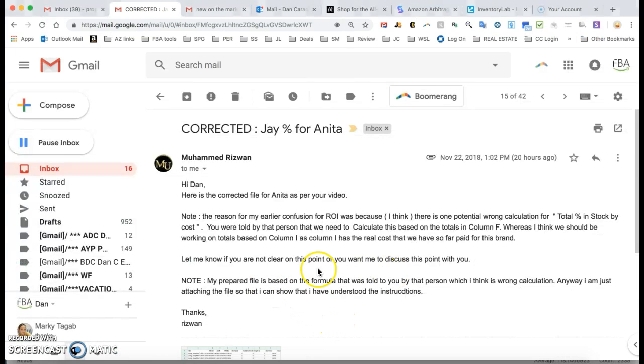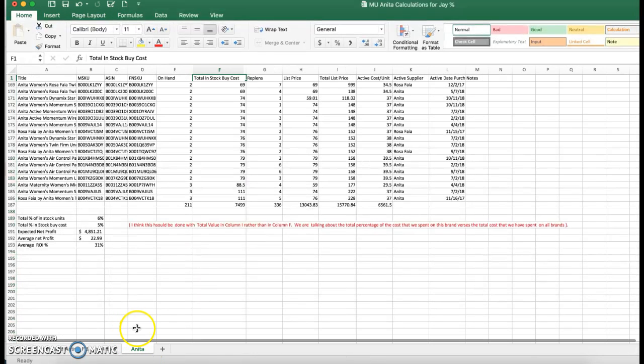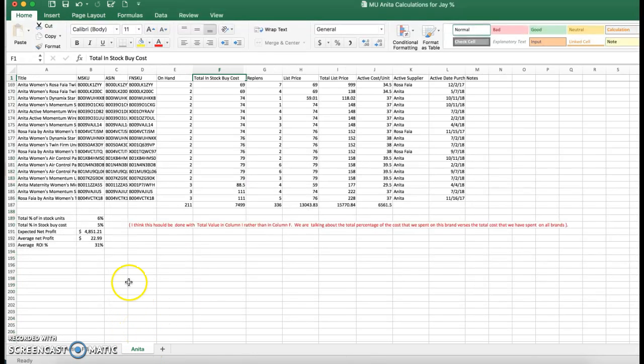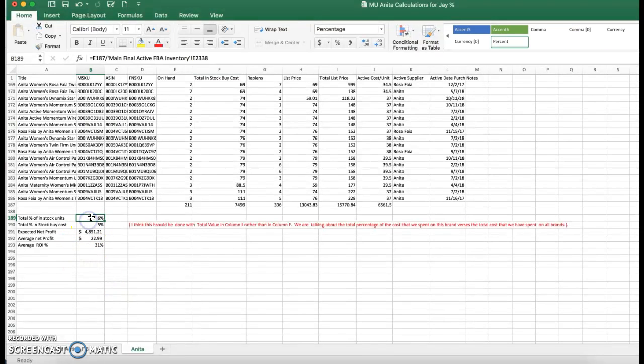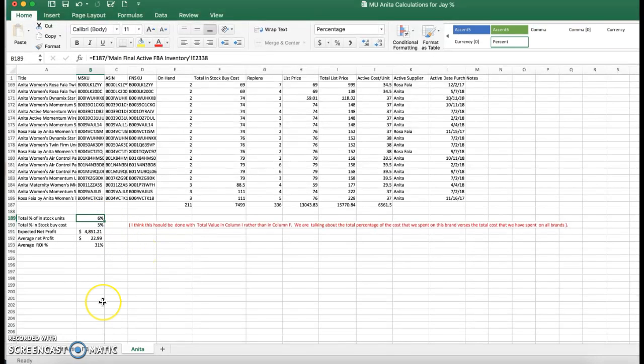Let me see here. My prepared file is based on the formula that we were told by you. Anyways, I think what you did was correct. And it kind of makes sense because the total in stock units is 6%, total in stock buy cost is 5%, which is right next to this.